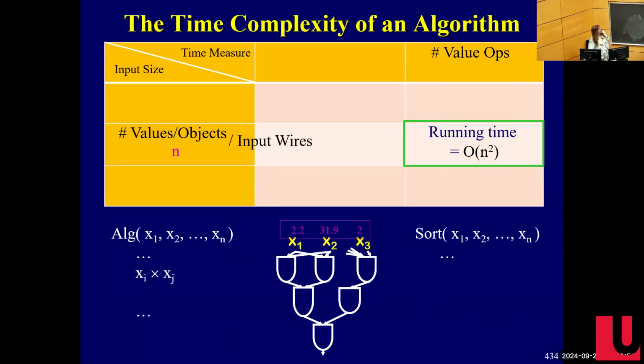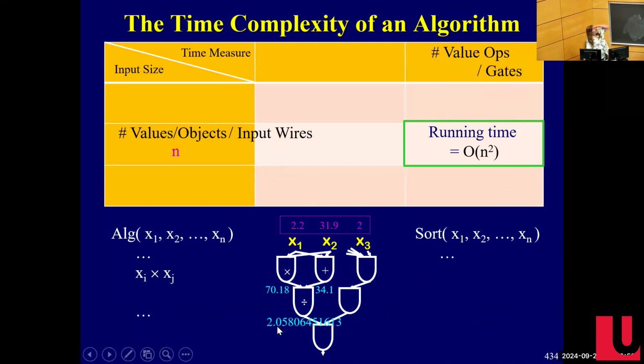All right, so here's another way of viewing it: you can view it as a circuit where the inputs are those objects, the real numbers coming along wires, and then the gates do multiplication or division or whatever, and then the running time is the number of gates while the input is the number of wires coming in.